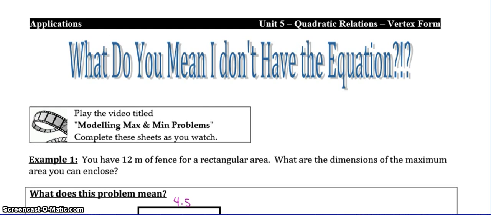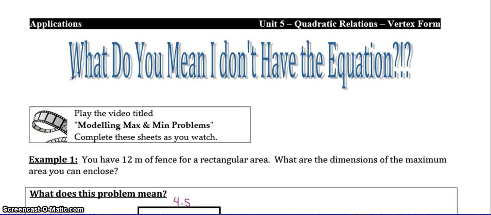We are now going to begin your modeling max and min problems video. These types of questions are word problems where you have to find the maximum value or the minimum value, just like you did with projectiles, tossing a ball or kicking a ball or launching a rocket, but you don't have the equation given to you. You have to make the equation.